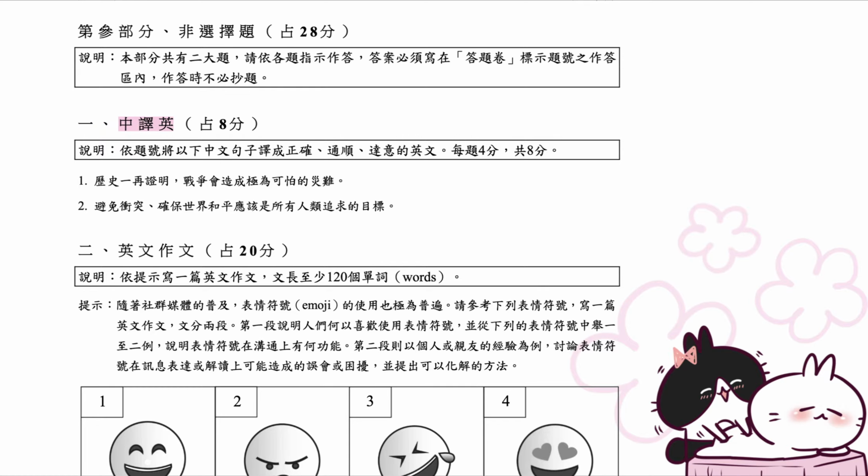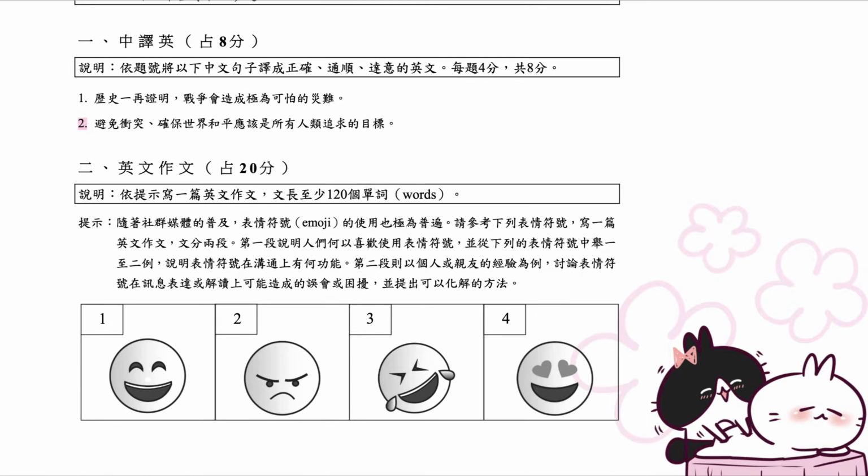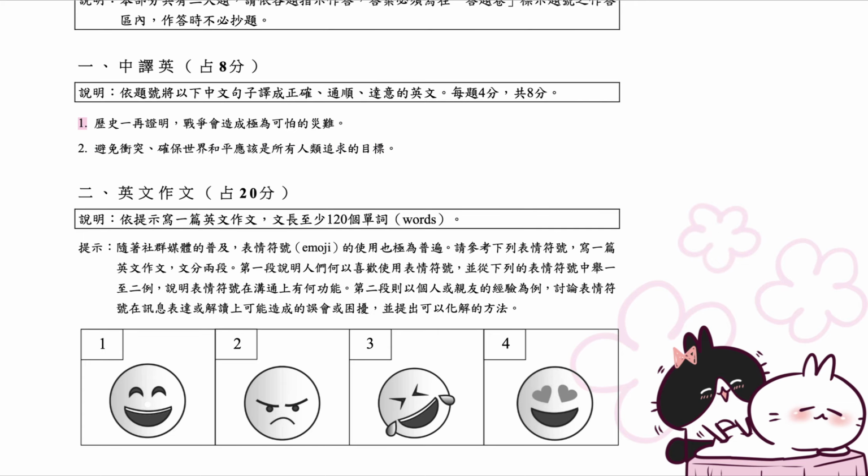1. Chinese to English translation. 8 points. Directions. Translate the following Chinese sentences into clear, accurate English. Write your answers according to the question numbers. 4 points each. 8 points. 2. Avoiding conflict and ensuring world peace should be a goal shared by all humanity. 1. History has repeatedly shown that war can bring extremely terrible disasters.